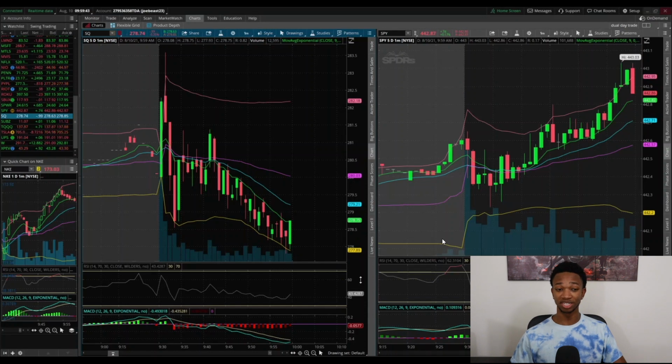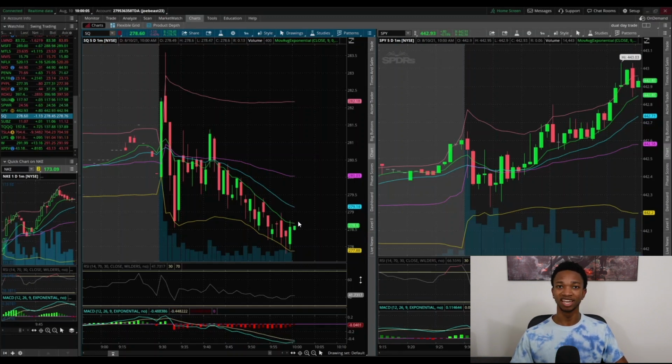right there, we start to see Square actually push up back to that 9 EMA. And here's where I'm actually watching it to hop in myself because I forgot to hop in the play initially when I called it out. So it's starting to retest that 9 EMA again. We start to see that nice push up.